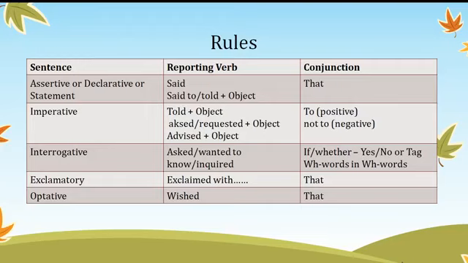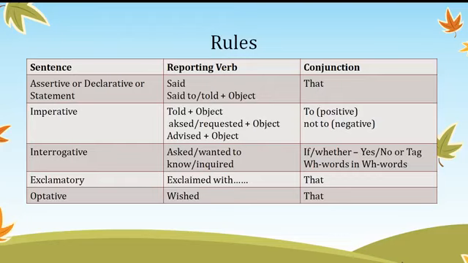Imperative sentence, there are 3 over there. Told plus object, I already said told always takes an object. Asked or requested, then object. Advised, then object. There are 3 types I already said to you. And the conjunction is to in positive, not to in negative. Interrogative: asked, wanted to know, or inquired. And what is the conjunction that you have to use? If it is just a yes-no type question, if or whether. If there are WH words, then the WH word is used only in the WH question.